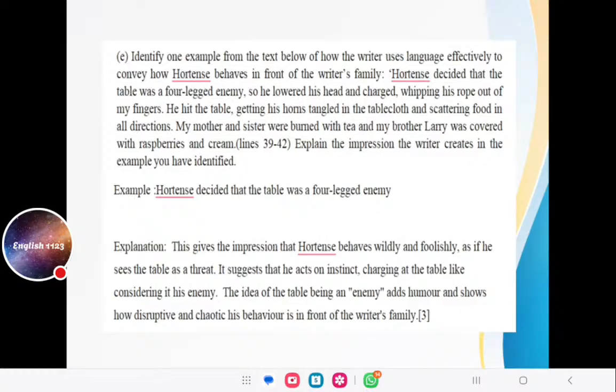It suggests that he acts on instinct. So he thinks that, if an animal, what is the instinct of animals? When they see animals in front of them, they just tend to attack them. So it suggests that he acts on instinct, charging at the table, considering it his enemy. The idea of the table being an enemy adds humor and shows how disruptive and chaotic his behavior is in front of the writer's family. So this is the example that we have taken from this one.